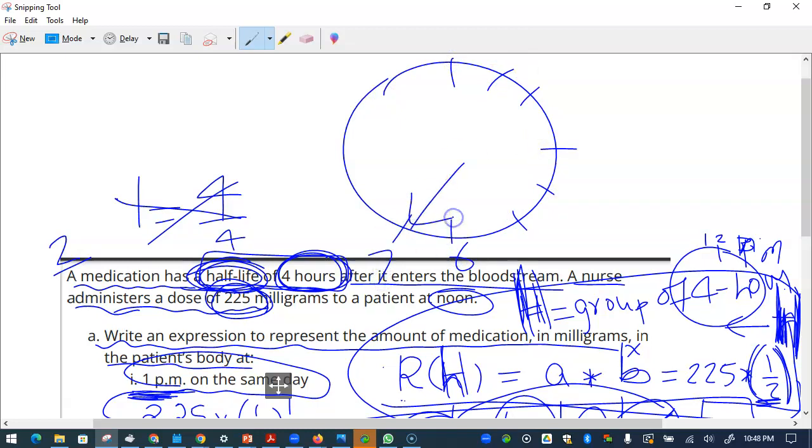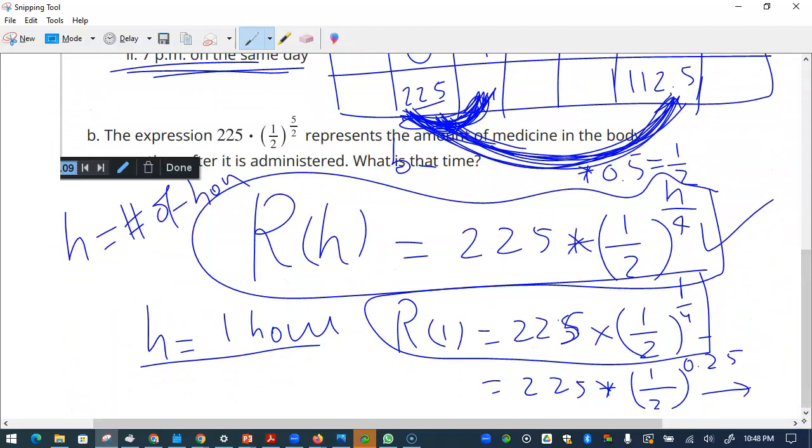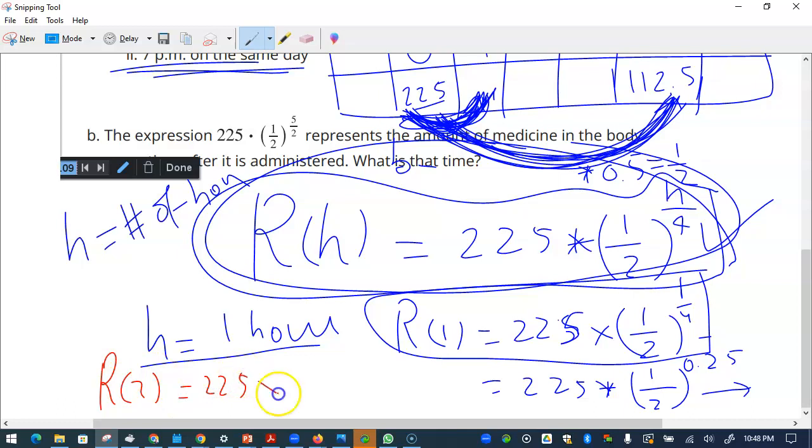So when the hour is 7, you just plug in 7. In this formula, you're going to plug in, so please write down that. R of 7 equals 25 multiplied by half raised to 7 over 4, and you're done. See? So the main thing is this.